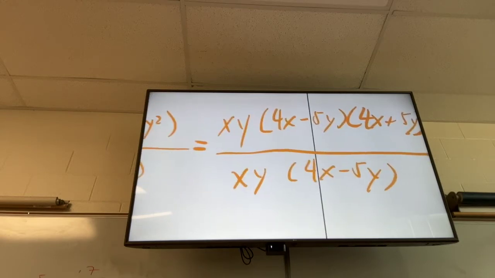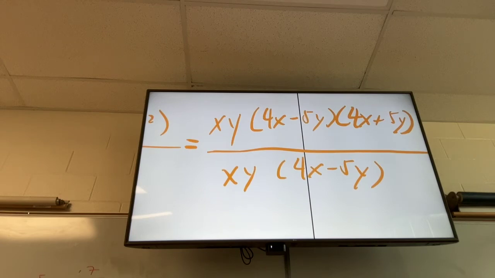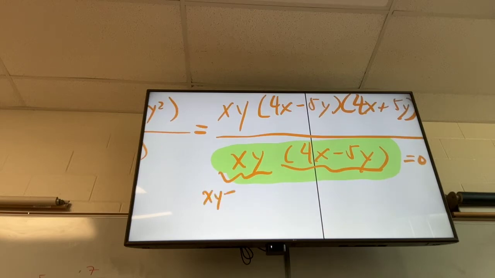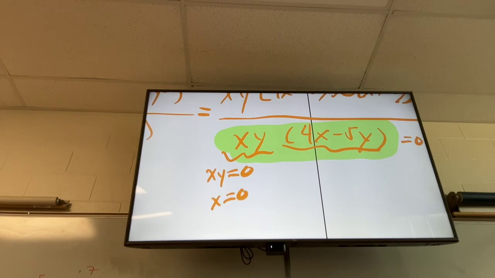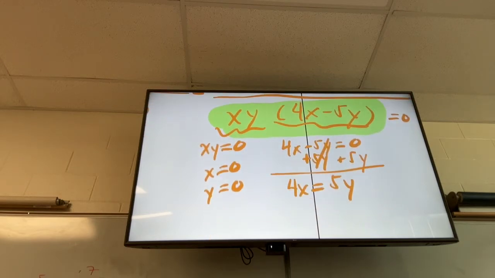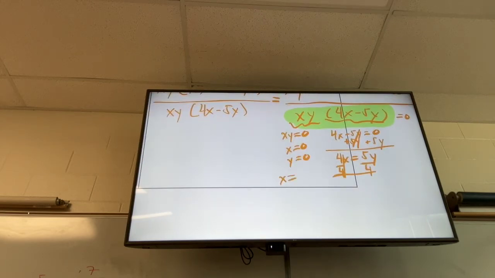All right, now we do what? What's the second step in simplifying? So set the bottom equal to 0 and solve. So we're going to take each individual factor, set it equal to 0 and solve. So xy equals 0, that's solved by x equals 0 and y equals 0. This one, 4x minus 5y equals 0. Let's solve that for x, okay? So we've got to get x by itself. These get excluded.